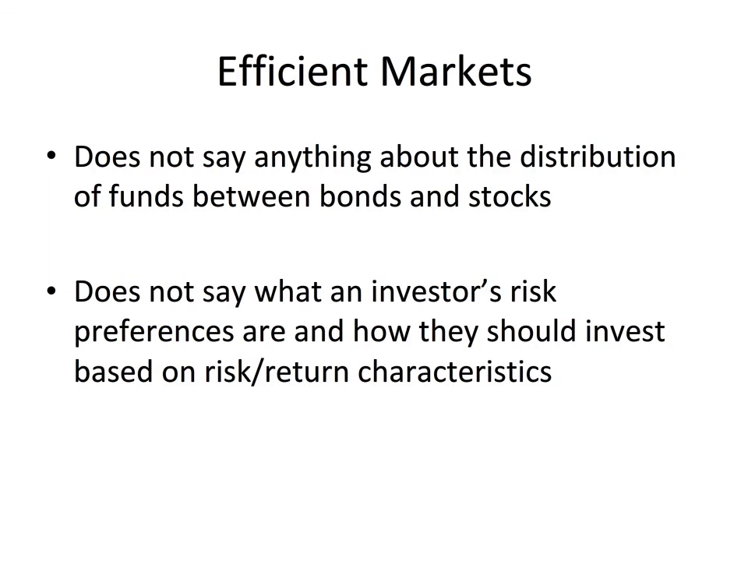Note what efficient markets don't say. It doesn't say anything about the distribution of stocks within your fund, or between stocks and bonds within your fund, because that would be influenced by your risk profile. Also, bond funds may not be efficient while stock funds may. And it doesn't say anything about risk preferences, so you would still want to match your risk preferences with your stock choices.